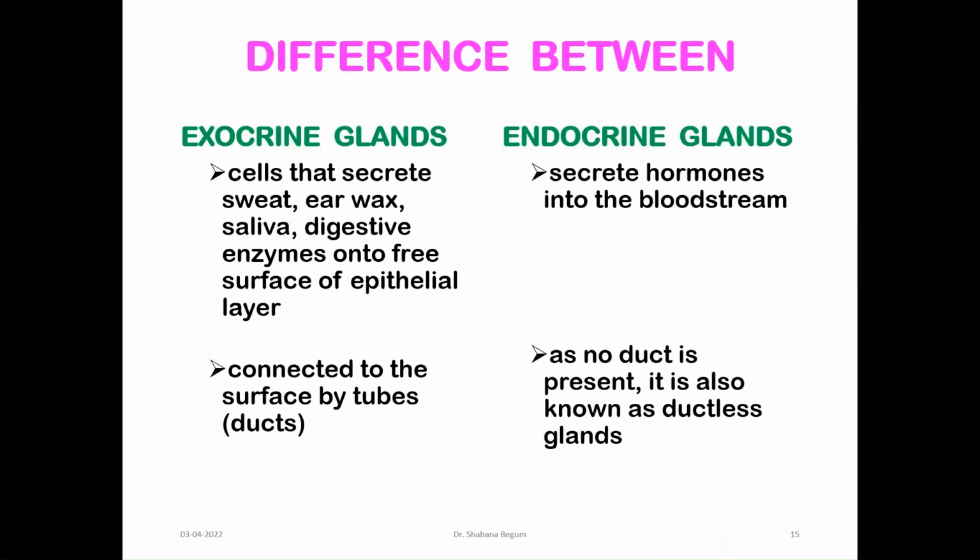So the basic difference between exocrine glands and endocrine glands. In case of endocrine glands, the secretions are directly liberated into the bloodstream, and it has no duct present. So the endocrine glands are also known as the ductless glands. In case of exocrine glands, here we have ducts, and the secretion is conveyed to the surface of the epithelium by means of these ducts.